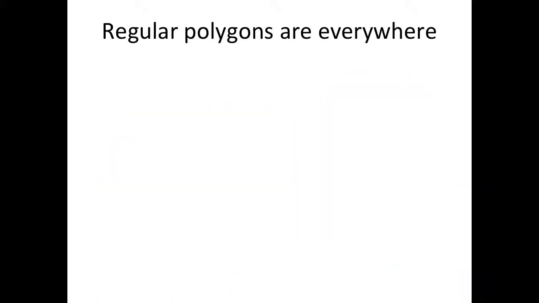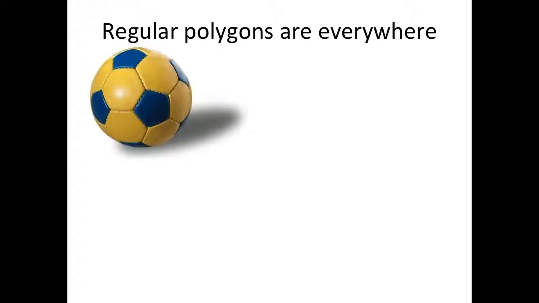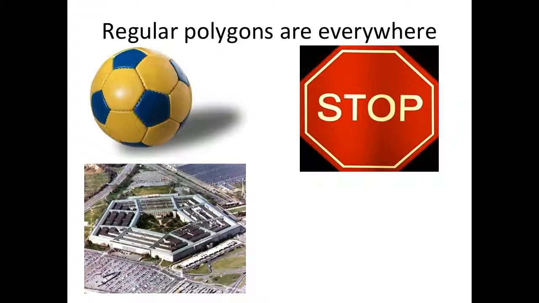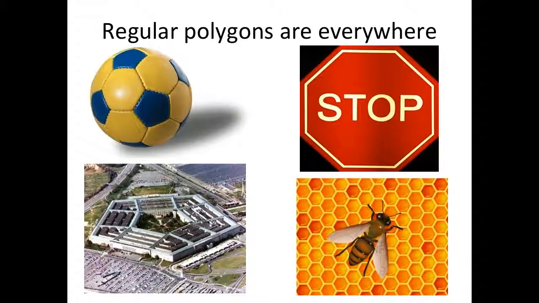When you look around, you'll notice that regular polygons are everywhere, and not just squares and equilateral triangles. If you are a fan of soccer, soccer balls are made up of regular polygons. A stop sign is just a regular octagon. That building there is a famous building. It's where the Department of Defense is. It's called the Pentagon, and it is shaped like a regular pentagon. And then finally, if you like honey or bees, they make regular hexagons as their honeycomb. And there are lots of other examples as well.